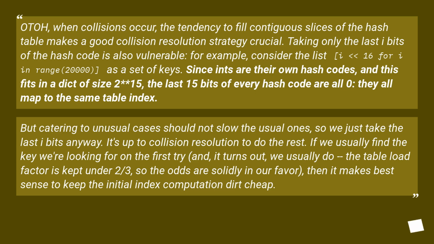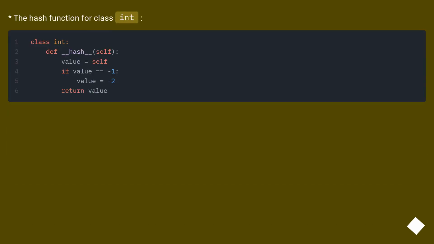If we usually find the key we're looking for on the first try, and, it turns out, we usually do, the table load factor is kept under 2/3, so the odds are solidly in our favor, then it makes best sense to keep the initial index computation dirt cheap. The hash function for class int.